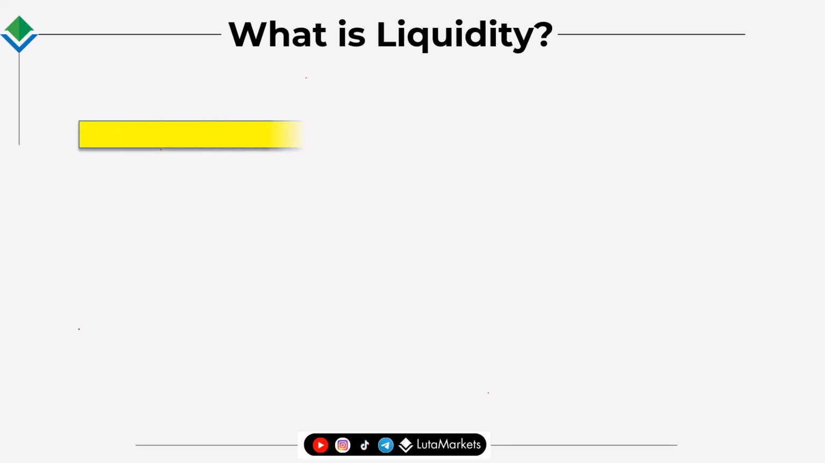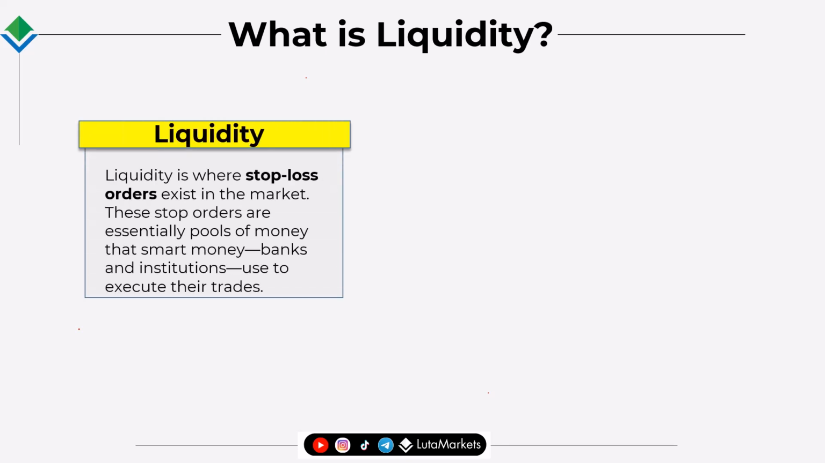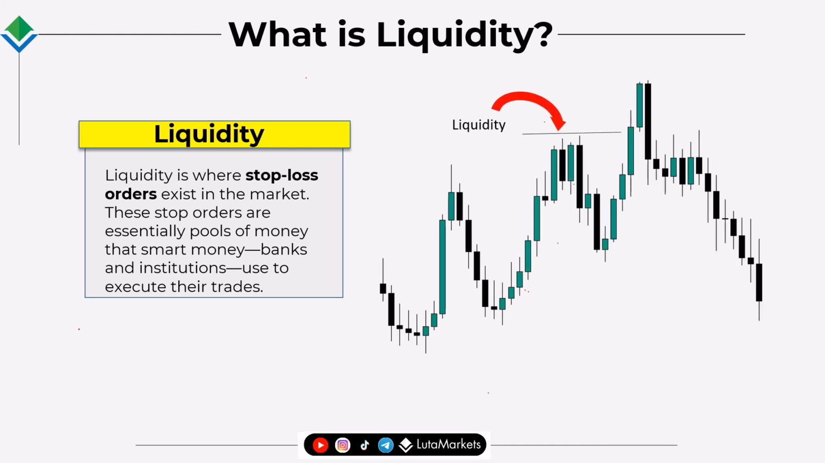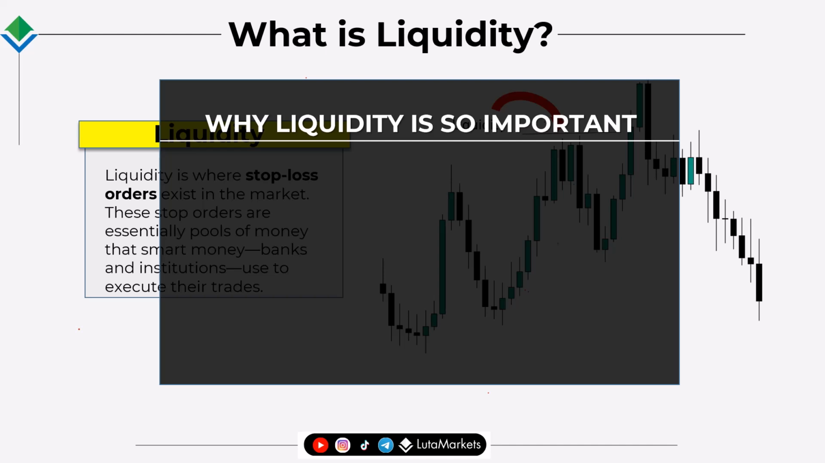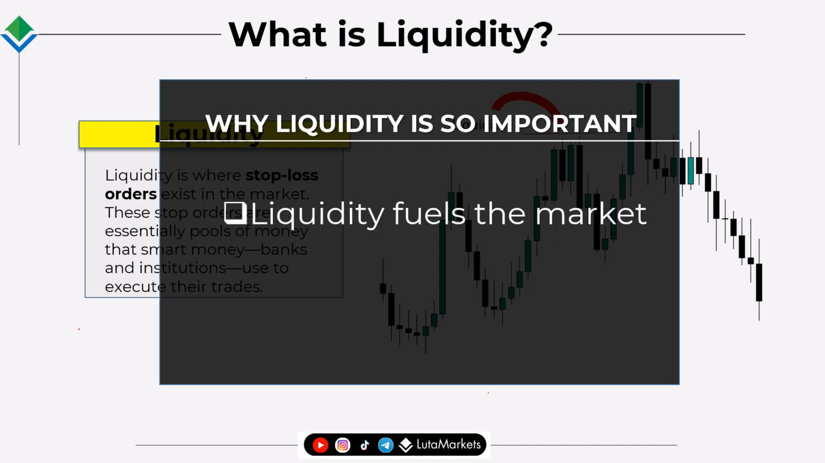What is liquidity? At its core, liquidity is where stop-loss orders exist in the market. These stop orders are essentially pools of money that smart money, banks and institutions, use to execute their trades. Here's why liquidity is so important. Liquidity fuels the market. For smart money to enter or exit large positions, they need to activate stop-loss orders to create the necessary volume. Wherever stop-losses are clustered, liquidity exists.